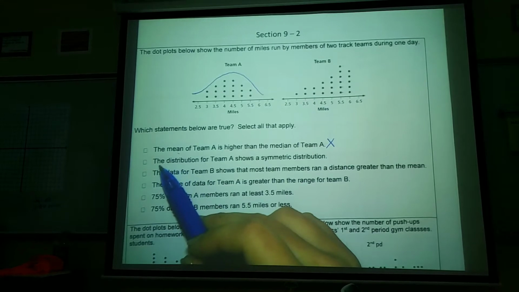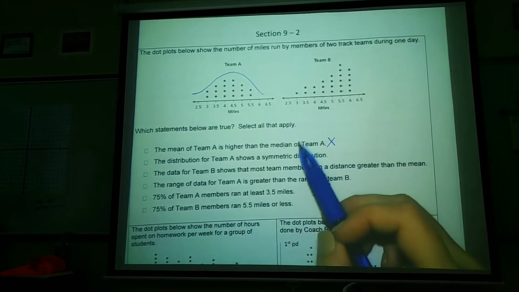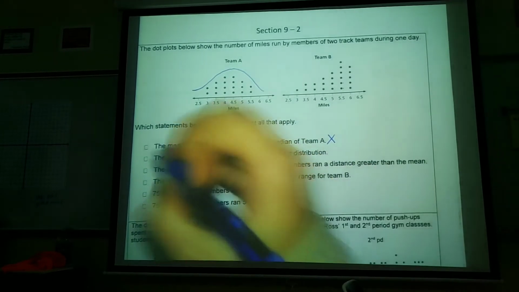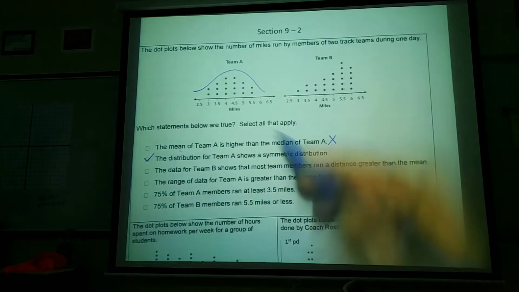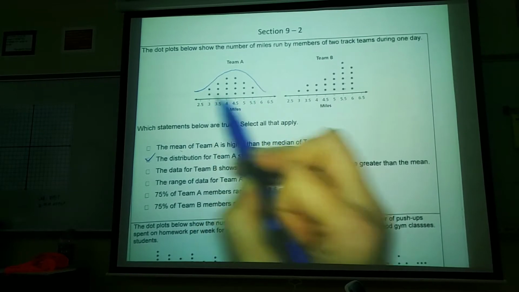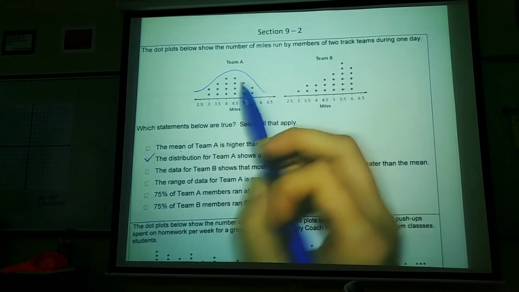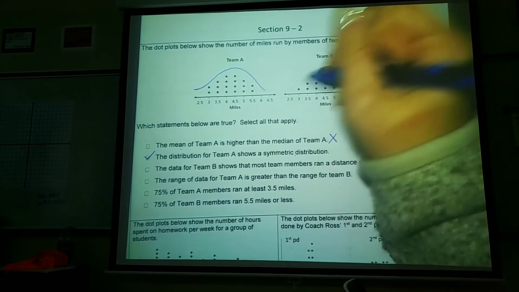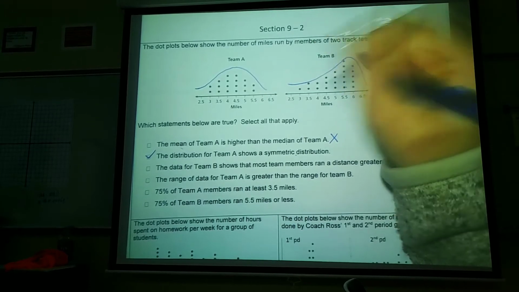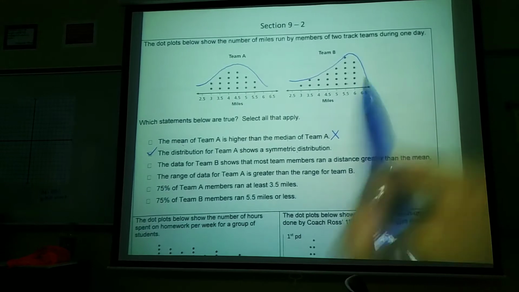The second one says the distribution for team A shows a symmetric distribution. Well, when looking at the first part, we said it was a symmetric distribution, so we can go ahead and say that this one is true. Symmetric meaning that if we split it down the middle, we have the same number of dots on either side, and our curve is not shifted one way or the other way. Like we see in this one, if we were to draw our curve, it's very skewed one direction. So team B would not have a symmetric distribution.